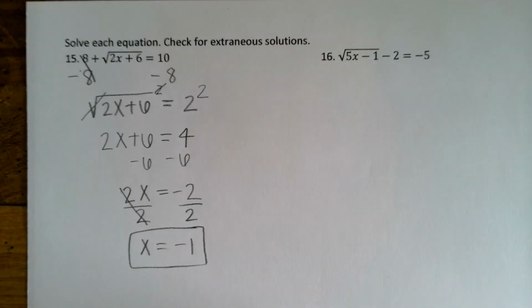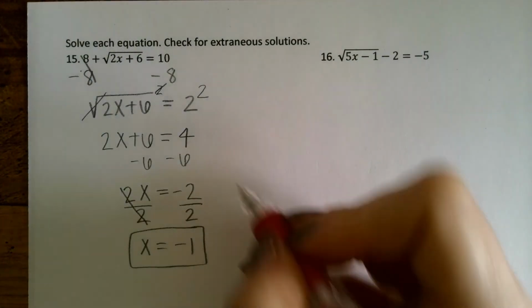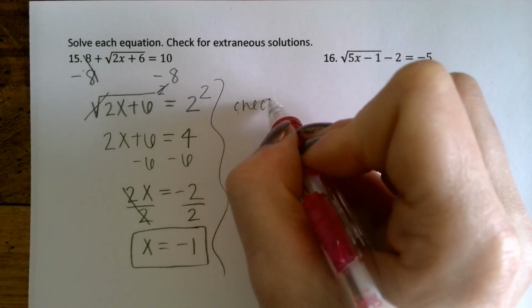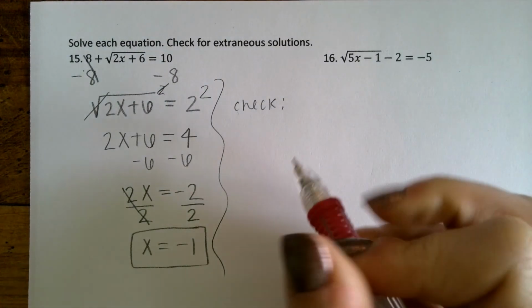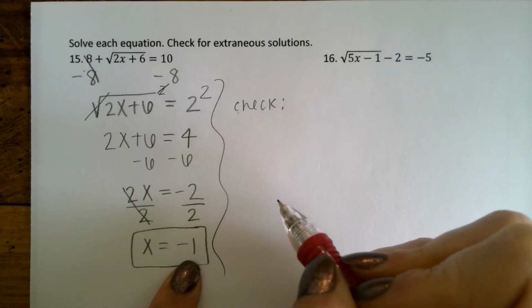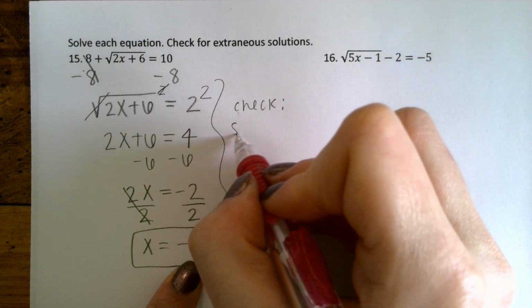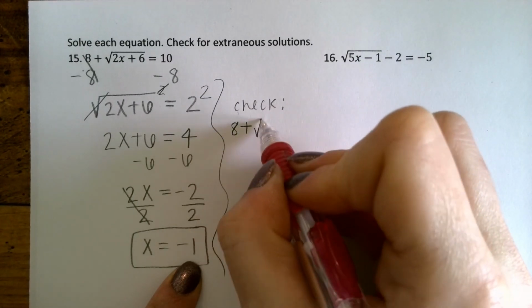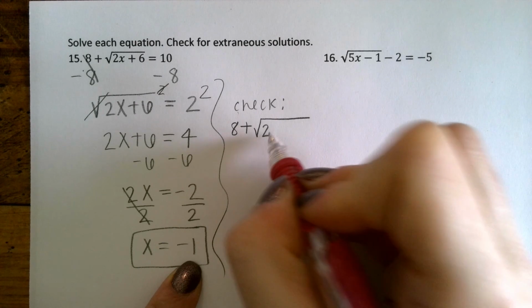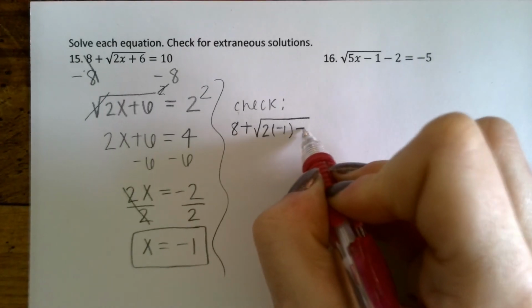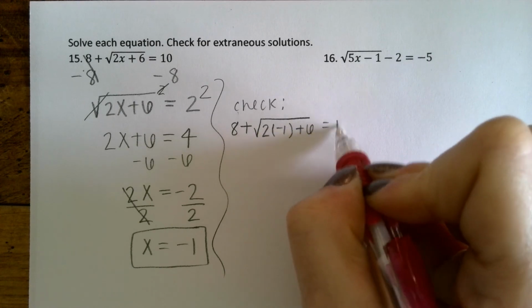So far I have solved. From here, what I want to do is make sure that I check my answer. To check your answer, we are going to take whatever we got for x and plug it into our equation to see if it is true. So I have 8 plus square root of 2, instead of the x, I'm plugging in my negative 1, plus 6 equals 10.